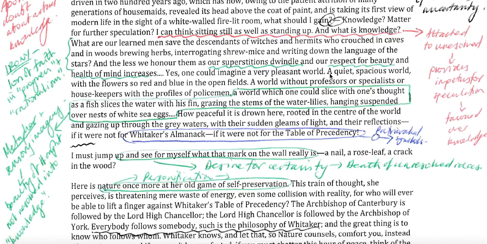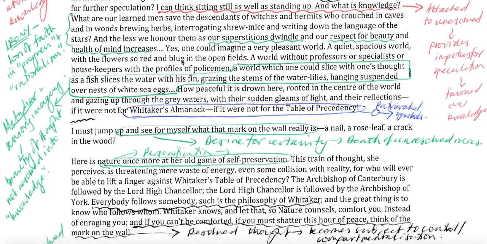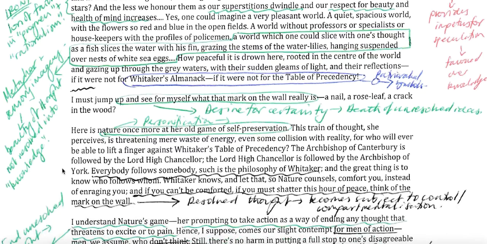Yes, one could imagine a very pleasant world, a quiet, spacious world with the flowers so red and blue in the open fields, a world without professors or specialists or housekeepers with the profiles of policemen, a world which one could slice with one's thought as a fish slices the water with his fin, grazing the stems of the water lilies hanging suspended over nests of white sea eggs.